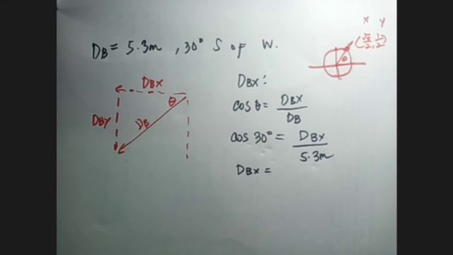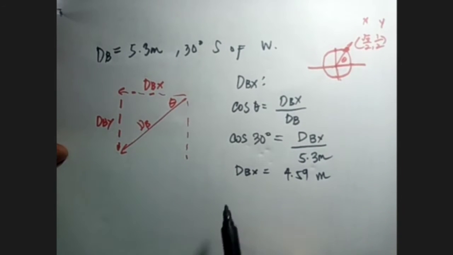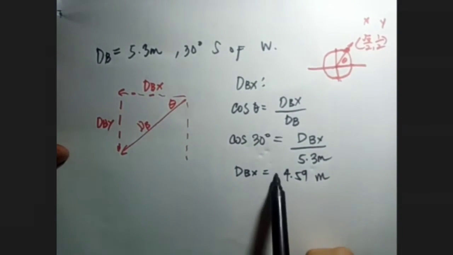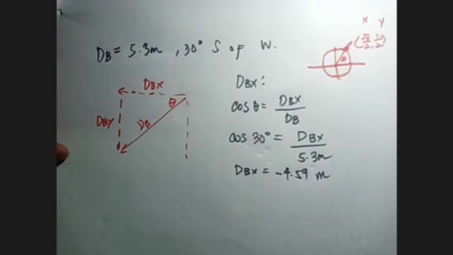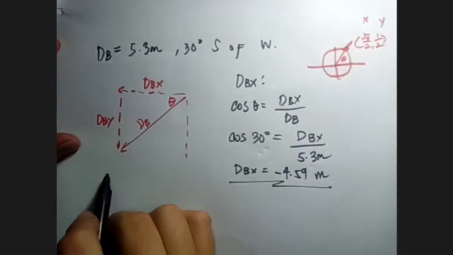Okay, so this B_x is equivalent to 4.59 meters. Okay, since this B_x is going to the leftward direction, therefore this is negative. Kasi papuntang left ang B_x, so therefore negative yan. That is B_x. Okay, now let us determine B_y.